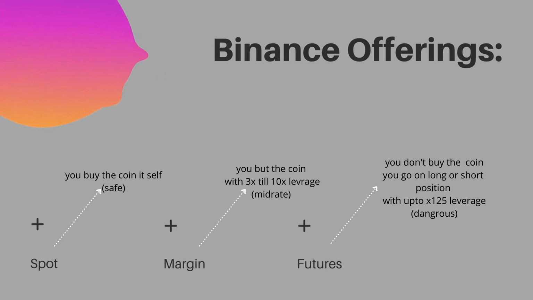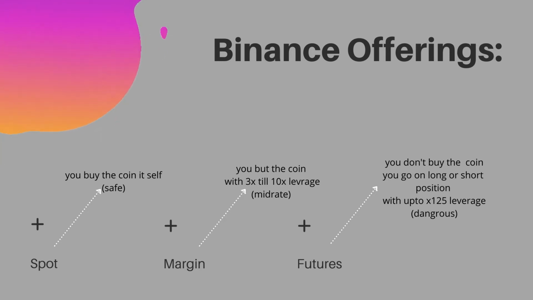Second is Margin. In this, you're able to buy coins, but this time you're able to borrow money from Binance, from 3x up to 10x depending on the coin. In some coins, you cannot borrow money to buy them. After buying coins in the Margin section, you're able to transfer the coin to your Spot section, but you need to repay the borrowed money to the Binance exchange.